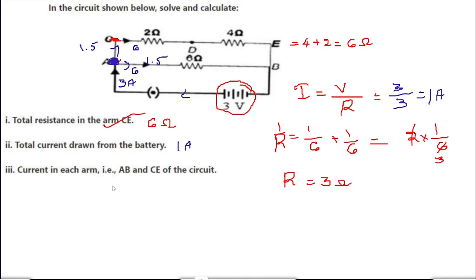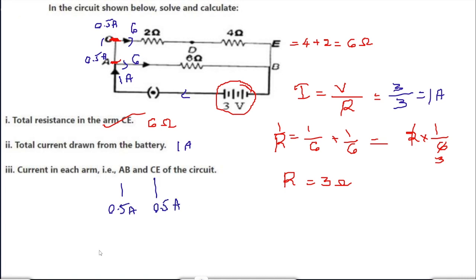So in AB it is, sorry, not 1.5, it is 0.5. Sorry, the total is 1 ampere, right? So till here it is 1 ampere, and here it is 6 ohms and 6 ohms. Then the current divides equally, so it will have 0.5 amperes and 0.5 amperes. So the answer is this. Okay.